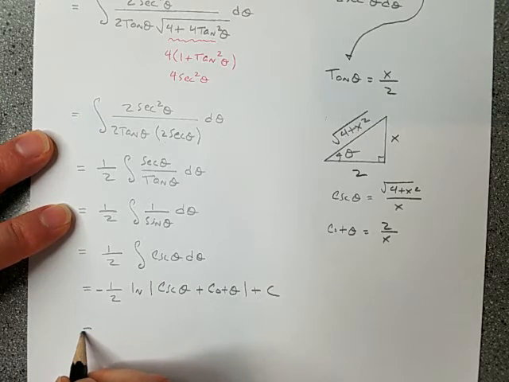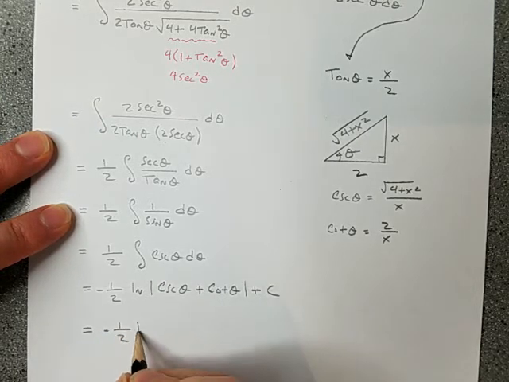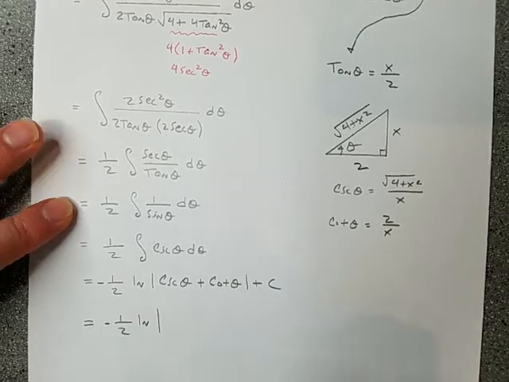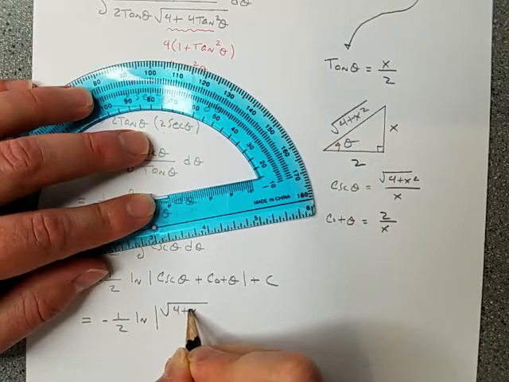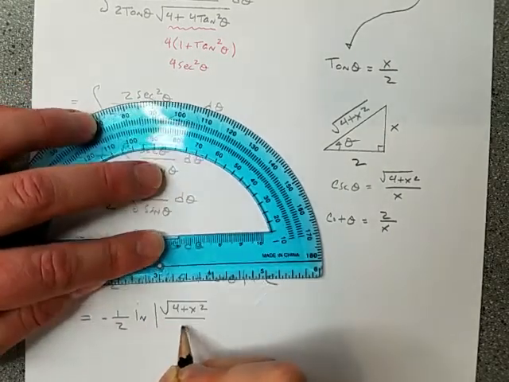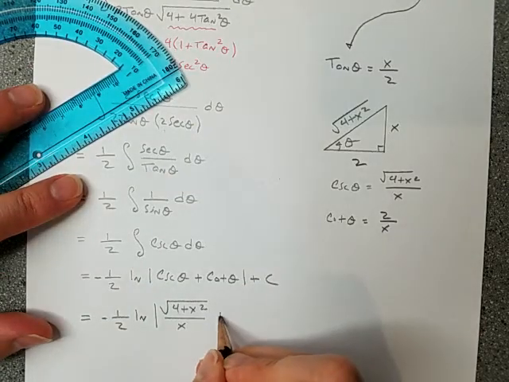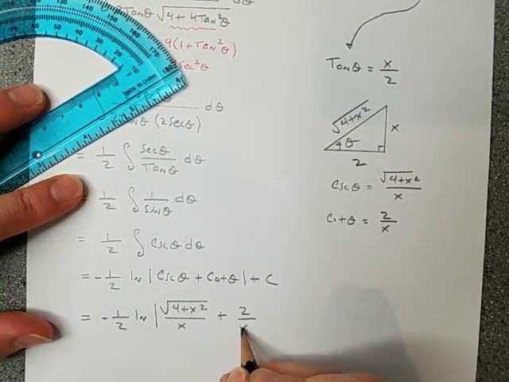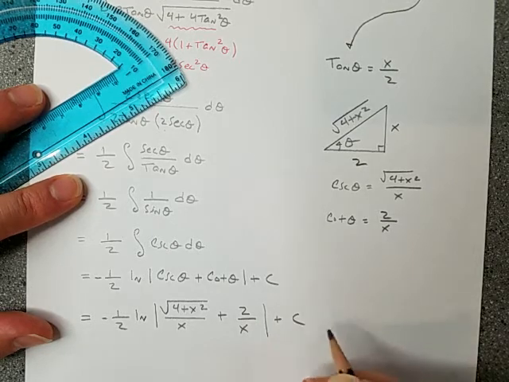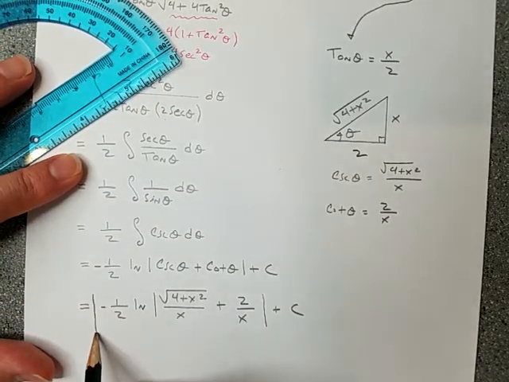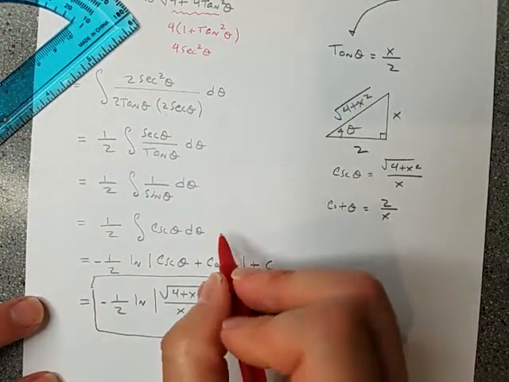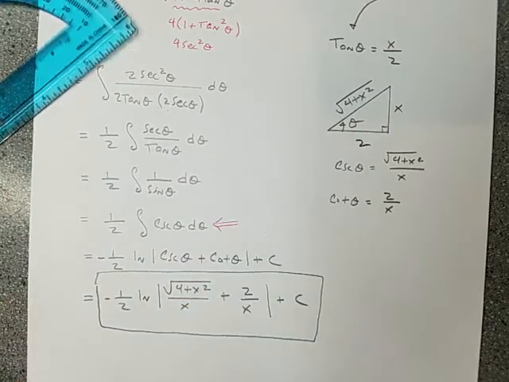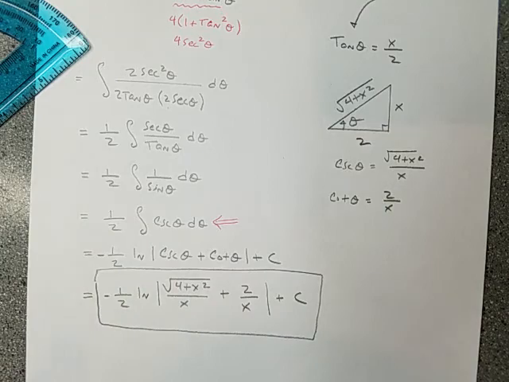So I get negative 1/2 natural log absolute value cosecant is root 4 plus x squared over x, plus cotangent is 2 over x, plus c. And then we get it. But it involves this thing right here, right? We've got to realize that we've done that one before, because otherwise we just get stuck at that point.